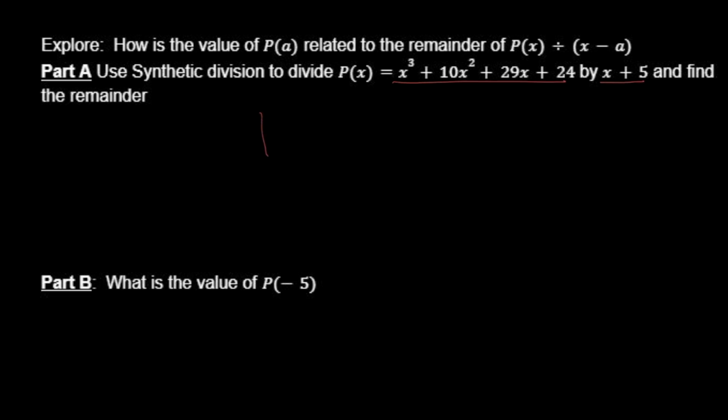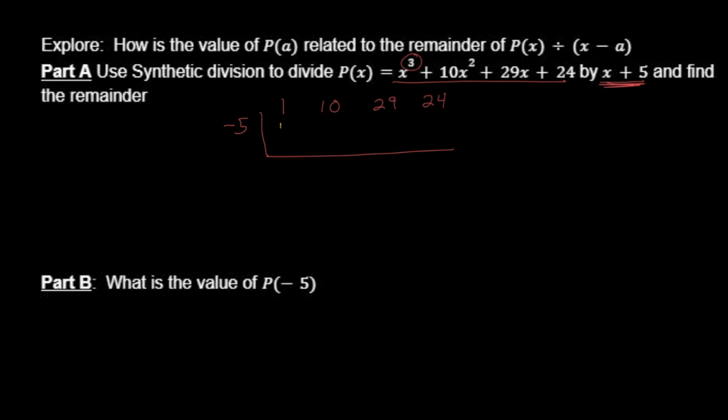So setting up synthetic division, our highest exponent is x to the third with a leading coefficient of 1. Then we go to x squared, which has 10. Then x to the first, 29. And then no x, our constant term is last, 24. This one we didn't need any placeholders for. The number on the outside will be the opposite of our binomial factor, so it's x plus 5 there, so we'll put a negative 5 outside.